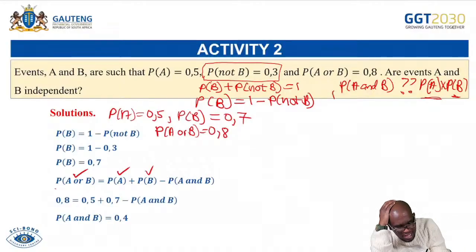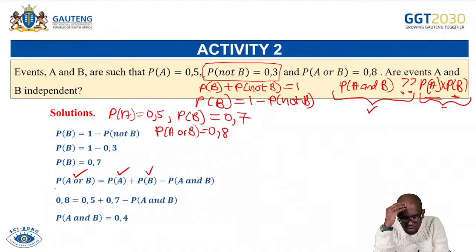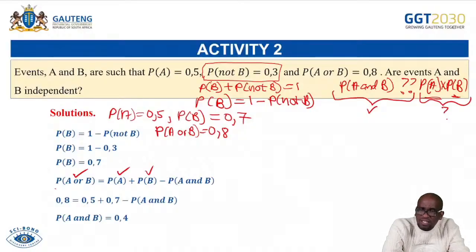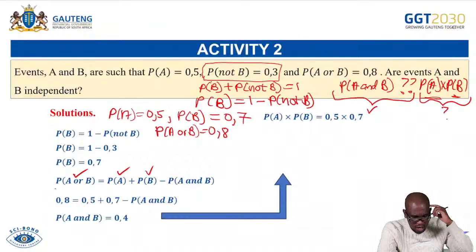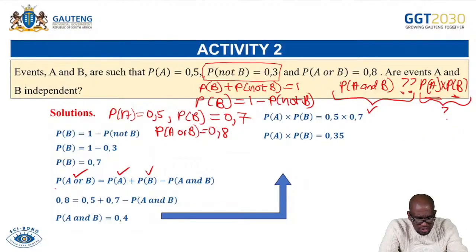So you've done this part here. Now you want to check it against the product, okay? So what do we do then? We are going to look at the probability of the product. Probability of A and B would be equal to 0.5 times 0.7, which is 0.35. Then we compare the two.